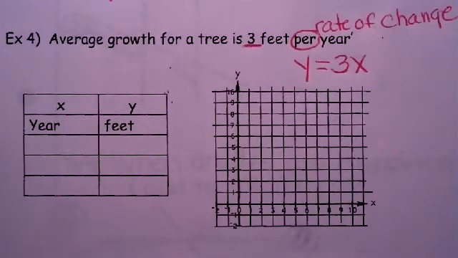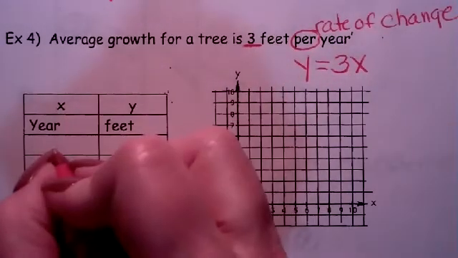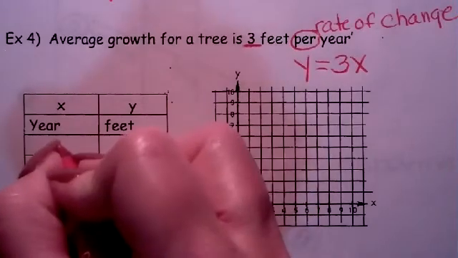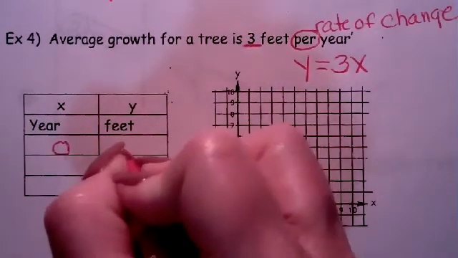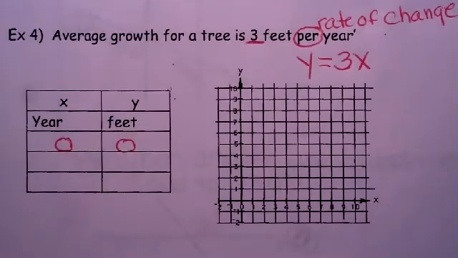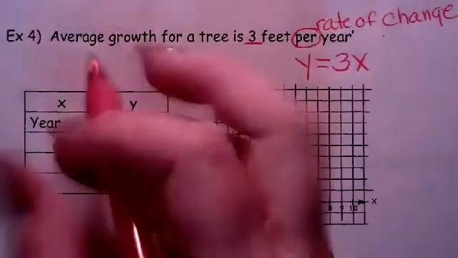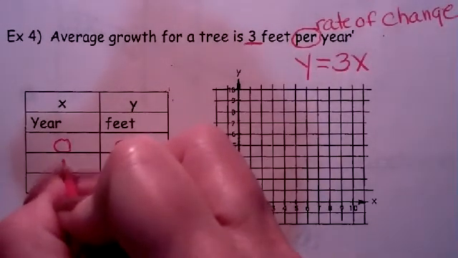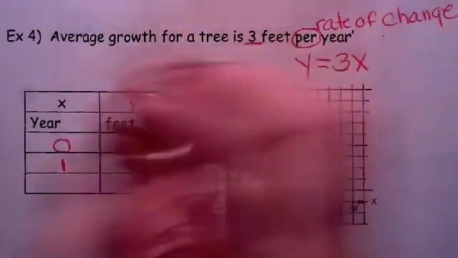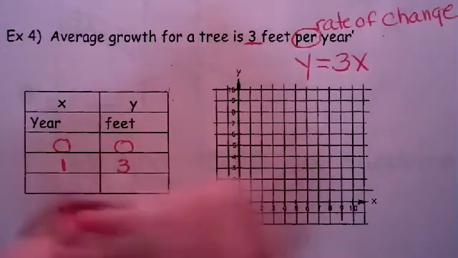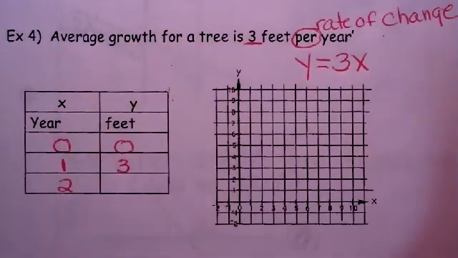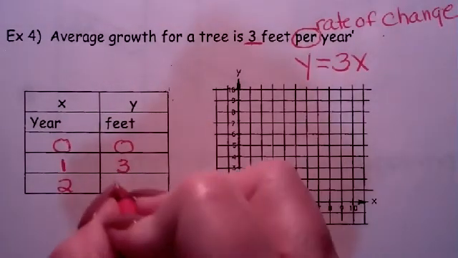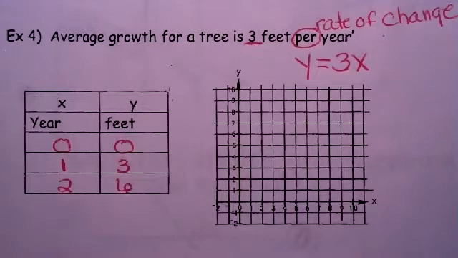Now, let's fill in our table. Well, it's a seed. It's an acorn. So year 0, it's not growing yet. It's just been planted in the ground. Okay. Now, after year 1, how tall is my tree? It's going to be 3 feet, isn't it? After year 2, how tall is it going to be? Well, it's going to be 2 times 3, which is 6. Okay, let's do our graph.